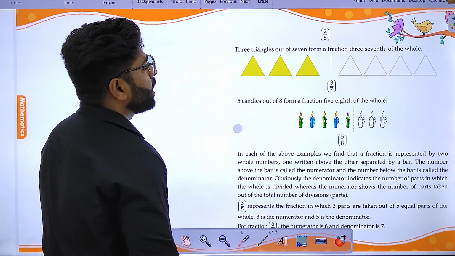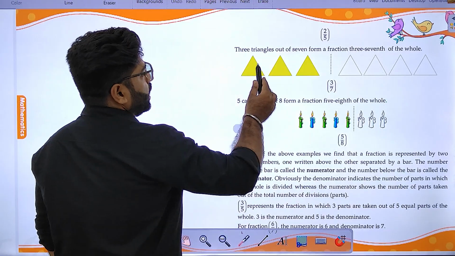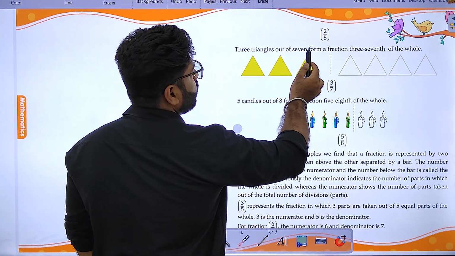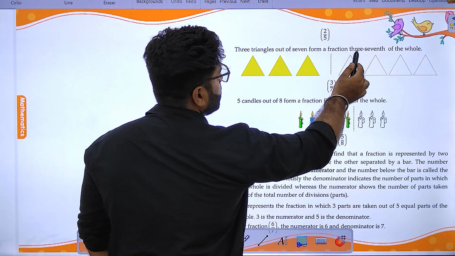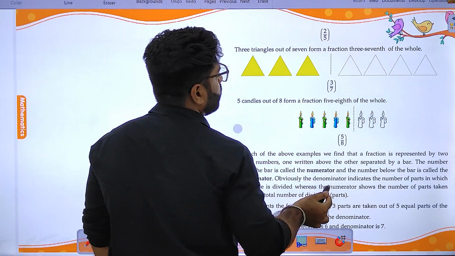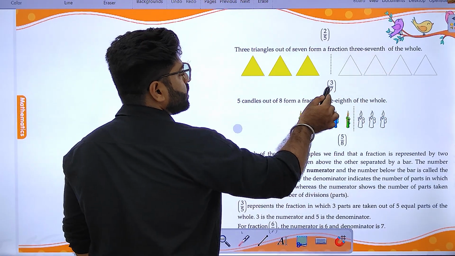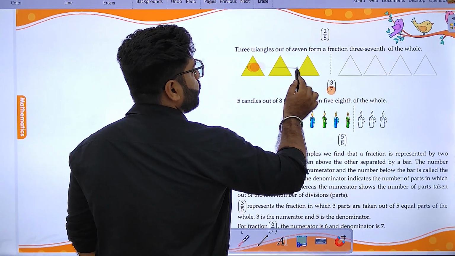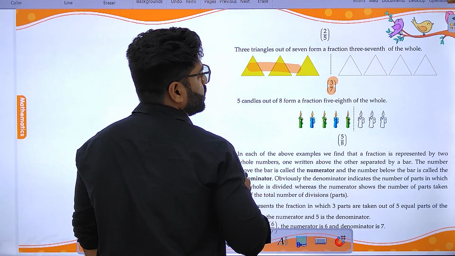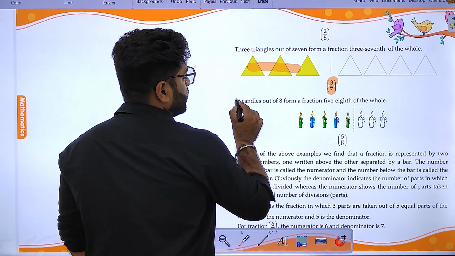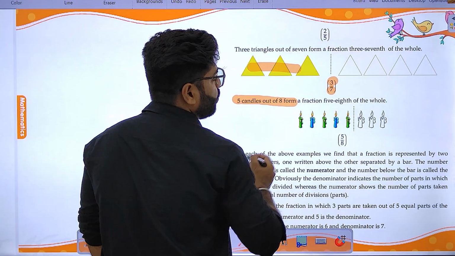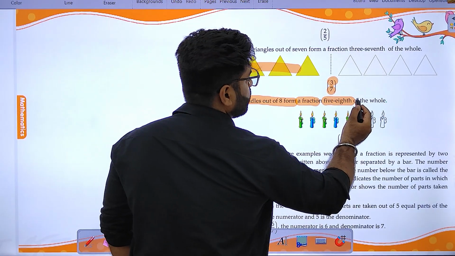Okay, here we are having one more example: 3 triangles out of 7 form a fraction, 3/7 of a whole. So how many triangles are there? Total 7 triangles are there, and 3 are shaded. Clear? So this is our 3/7. Next is 5 candles out of 8 forming a fraction, 5/8 of the whole.